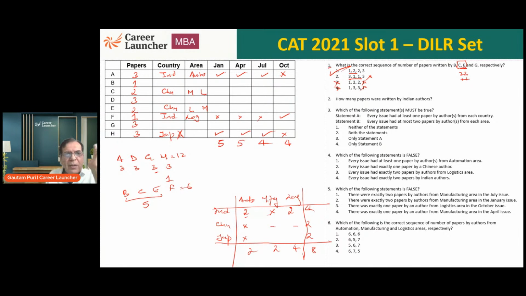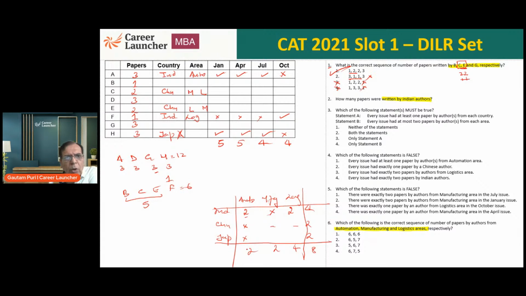I have done one question so far. Let me look at question number 2. How many papers were written by Indian authors? Again, I'm just highlighting the important parts. This one we have already done. And question 6 is my jugaad question again. Let's look at the numbers. Which of the following is the correct sequence of papers by authors from automation, manufacturing, logistics, respectively? Automation and logistics have only 2 authors each.